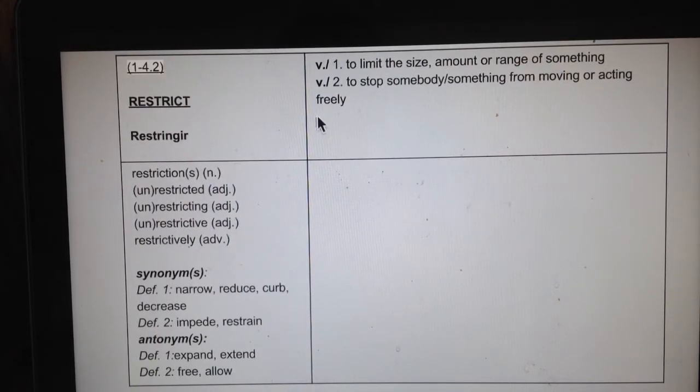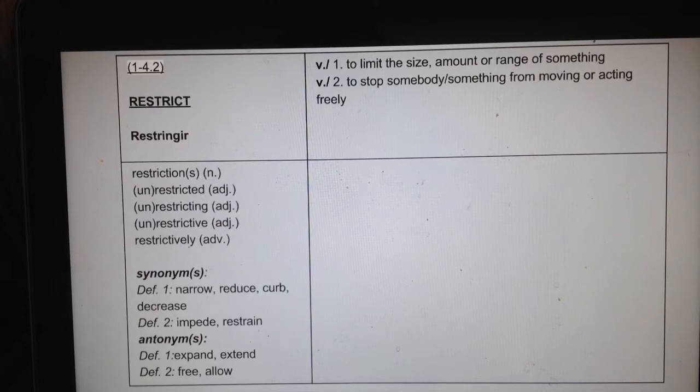We have two definitions for you, both of them verbs. Let's go over the first one first. The first verb definition is to limit the size, amount, or range of something. Okay? To limit the size, amount, or range of something. Amount is number, right? How big, or the number of them. And range is how wide or how big.